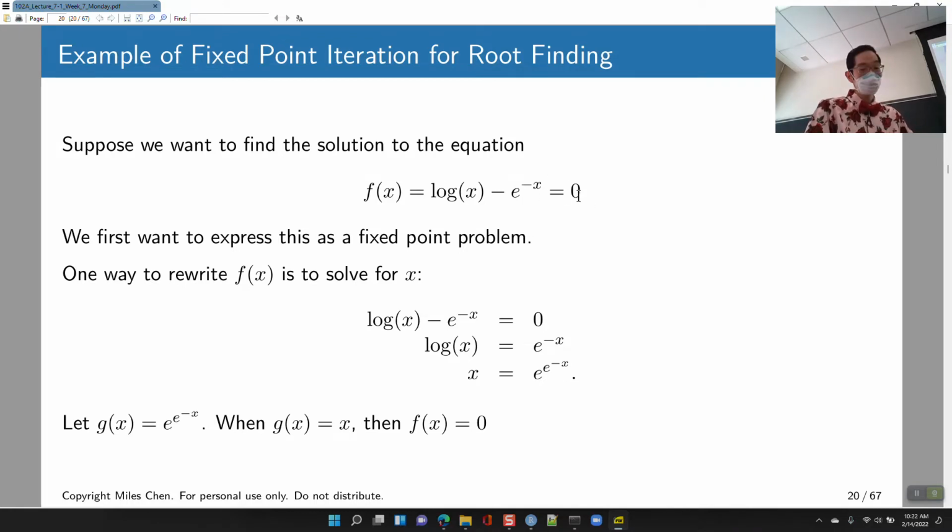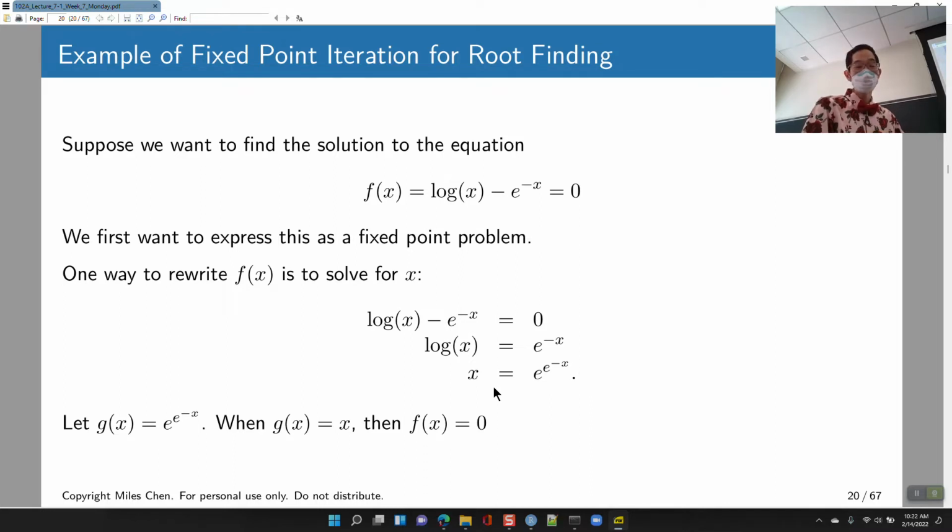Okay? So one way to do this is we want to figure out, how can we find fixed points of this? So there's, again, lots of ways you could do this. One is, let's solve for x. So I'm going to do log of x minus e to the negative x is 0. I add e to the negative x to both sides. I'm going to raise both sides to e to the x. And so now I get x is equal to e to the negative x.